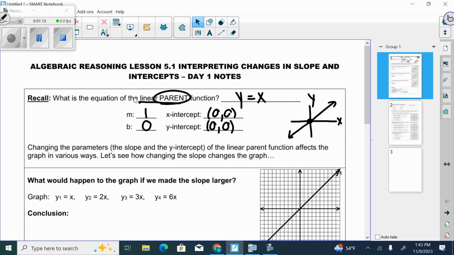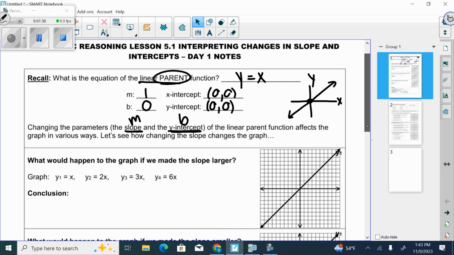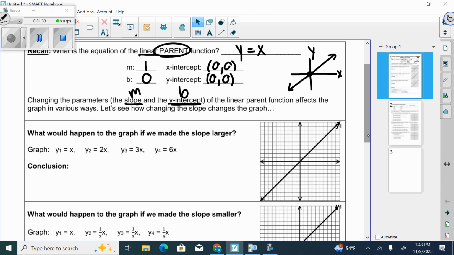And what it says below here is that changing the parameters, which is the slope and the y-intercept, or remember m and b, of the linear parent function is going to affect our graph in various ways. And it wants us to see how changing the slope changes the graph below. So it says, what would happen to the graph if we made the slope larger? And if you notice, it has our slopes increasing as we go from y1 to 2 to 3 to 4.